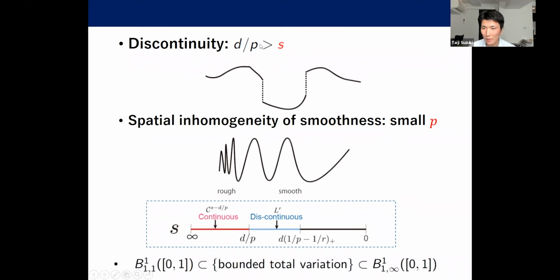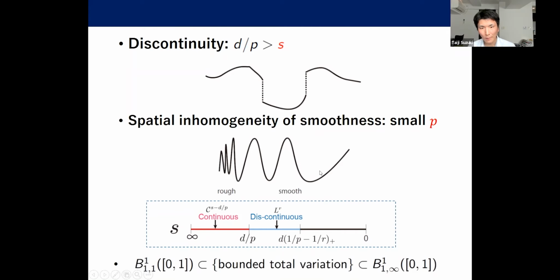And if p is very small, and if the smoothness parameter s is large, like d over p is less than s, then the function is continuous. But if p is small and the smoothness parameter s is small, like d over p is greater than s, then there can appear a discontinuous point. If the function f deviates very much, then there can appear this discontinuous point like this. Therefore, the Bessel space contains discontinuous functions.